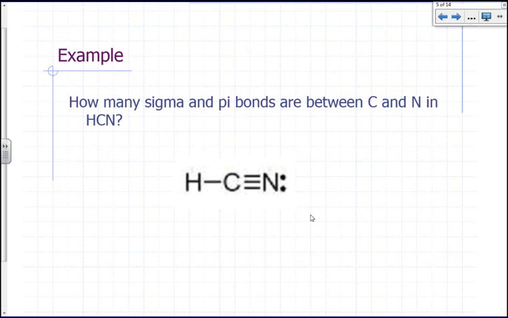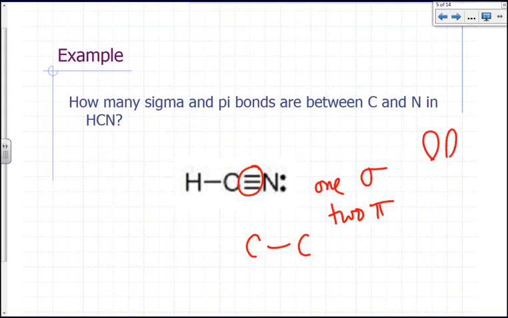How many sigma and pi bonds are between the carbon and the nitrogen in HCN? Well, there's a triple bond here, so the first bond between them is a sigma bond. So you have one sigma bond, and you have two pi bonds. The second and the third bond in a triple bond are pi bonds. And we can say that that would be due to overlapping p orbitals in the neighboring atoms.